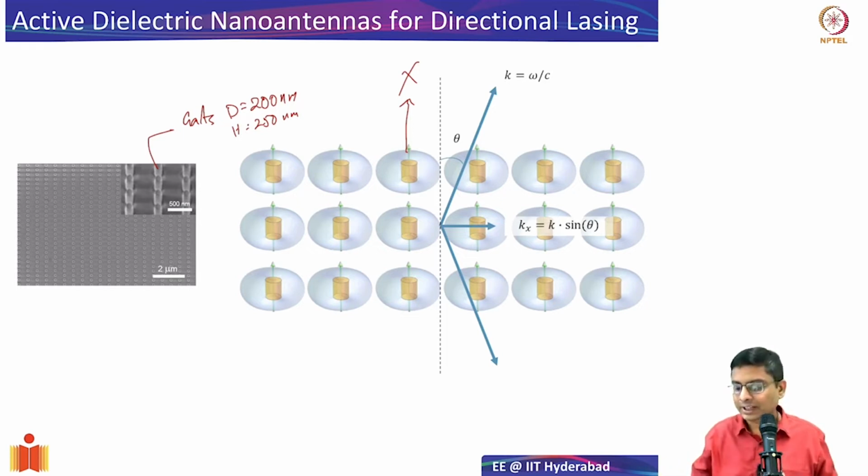But now if I create an array in such a way that I cancel the emission from each individual antenna, it destructively interferes, or maybe you form an array and it has a diffraction order at a particular angle. Let's say this is my diffraction order for this particular periodicity, then each of these antennas will emit into that particular direction, and you can have directional emission from that.